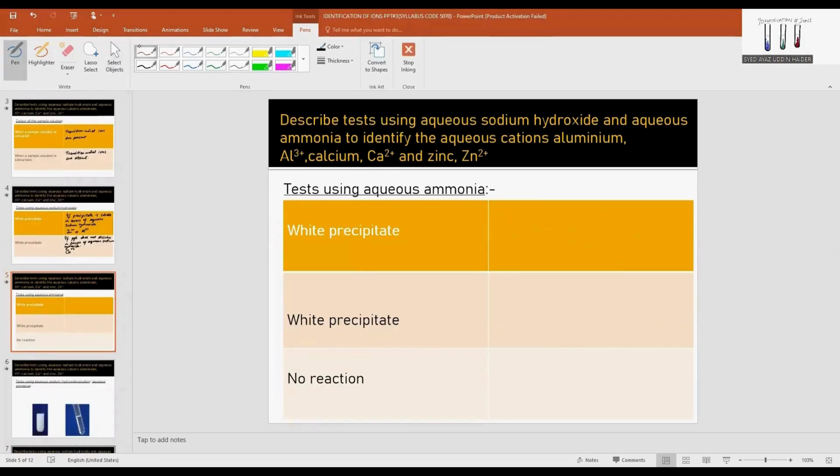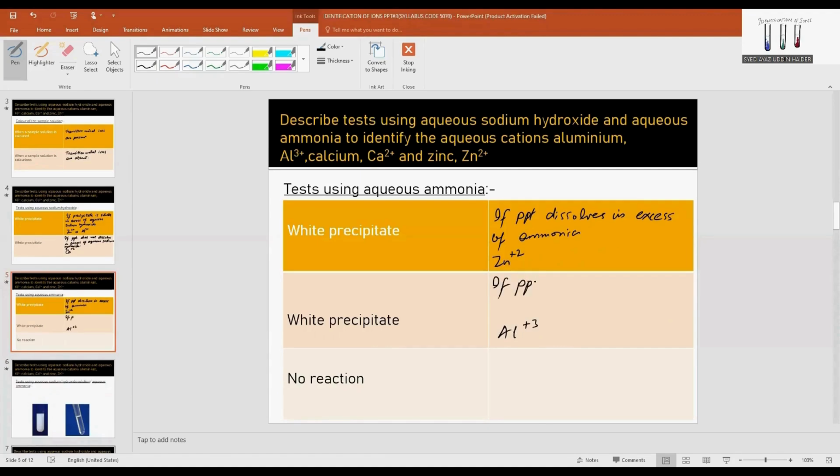Now I will talk about the test and result for the colorless sample, but this time with aqueous ammonia. If white precipitate is soluble, it must contain Zn2+. If the PPT dissolves in excess of ammonia. And if it does not dissolve, then it must contain Al3+.